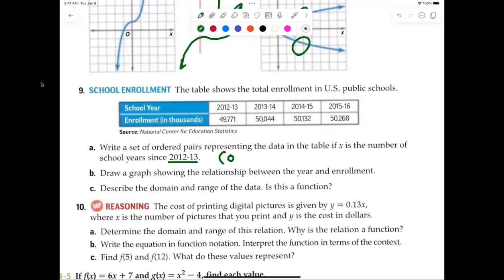Well, in this case, it says X is the number of school years since 2012. That means 2012, 2013 is going to be 0. And then the Y coordinate is going to be 49,777. Please don't write this out. I'm not making you write all those numbers down. Then the next X would be what? 0 is, this is 0. So this would be 1. This would be 2, and this would be 3. And these are all of the Y values.